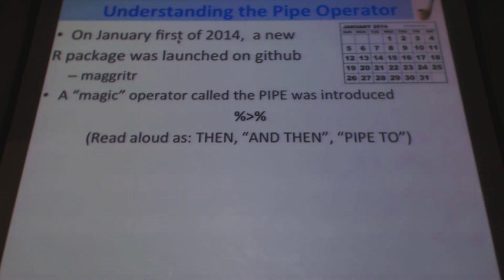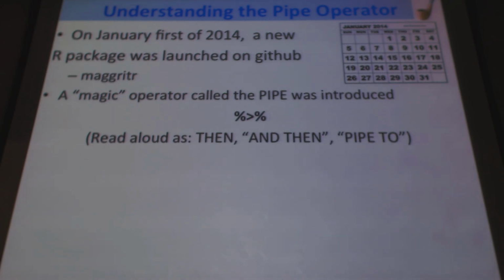By the way, the pipe operator was actually introduced on Jan 1st of this year, so this is really fresh. And if you're going to understand dplyr, a big hurdle to using dplyr is this operator called the pipe operator, percentage greater than percentage. But don't get confused by it. Just read it as "and then".